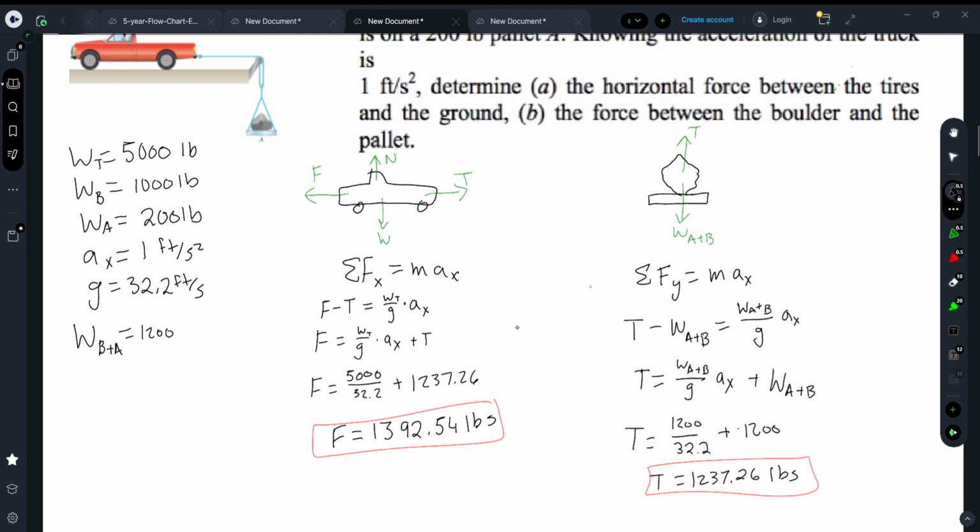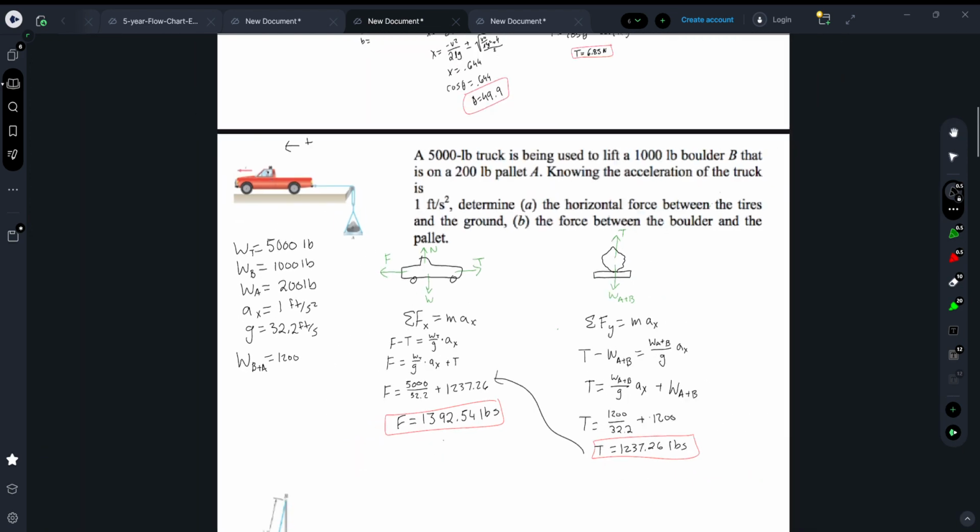Now over here we have tension going up and weight of both A and B going down, and so the sum of the forces in the y direction equals ma, and we know that this acceleration is the same as this acceleration, so we know that that's still that 1 feet per second. So we go ahead and subtract that over to get T, and those are all constants, so I got my constant, and then I take this and plug it in here to get my F.